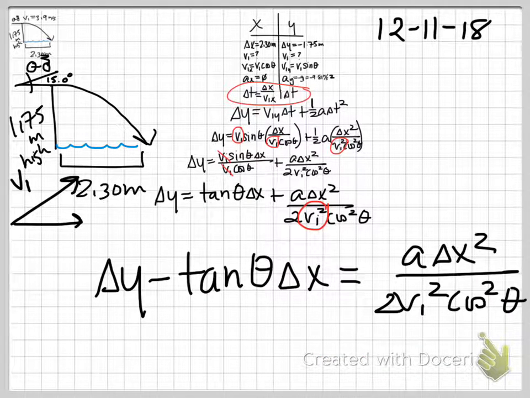So I have delta y minus tan theta delta x equals a delta x squared over 2 vi squared cosine squared theta. Not terrible. Because there's a lot to unpack here.